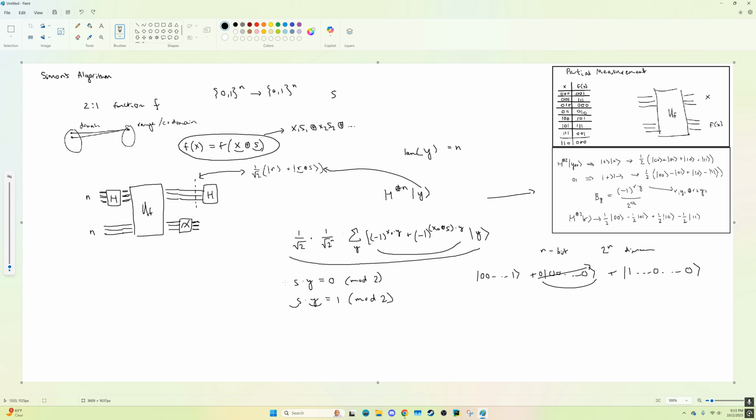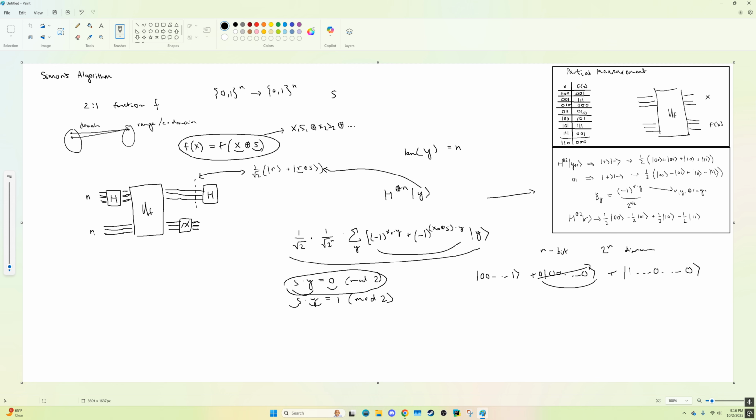So basically that ensures that the following result after applying Hadamard to this sequence right here will ensure that any basis vector that has a non-zero coefficient is such that s dot y is equal to 0 mod 2. And why is that an important result?